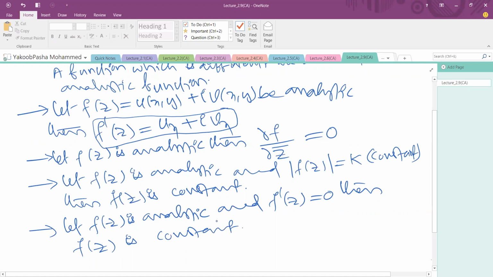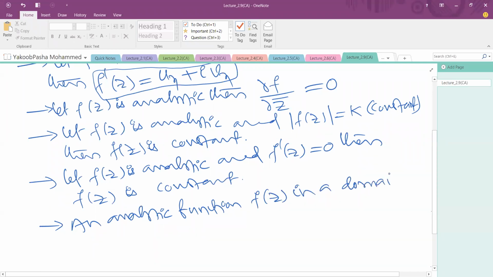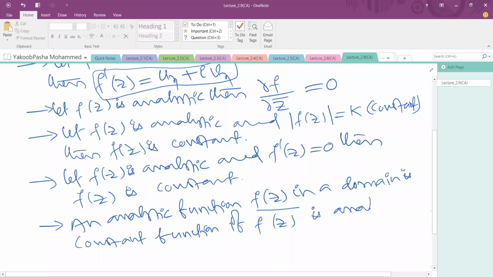And if we take f of z as an analytic function in a domain D, then f of z is a constant function if the conjugate of f of z, f of z whole bar, is also an analytic function. This is one property of analytic functions.